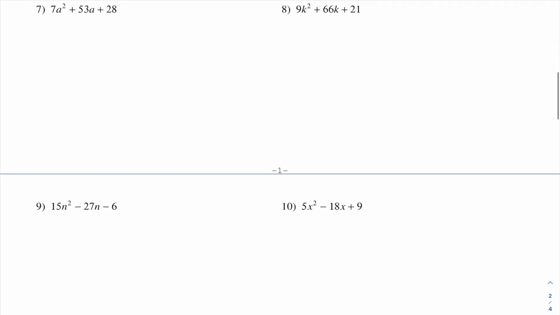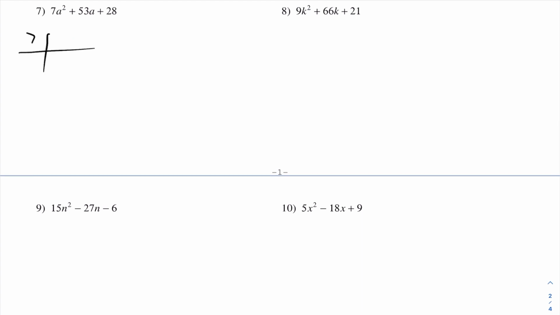All right, let's take a look at 7. For 7, same idea. So factors of 7 and the factors of 28. We do have a lot of them here. So kind of running through this, got all of these ones here, and I need this to come out to be a 53.